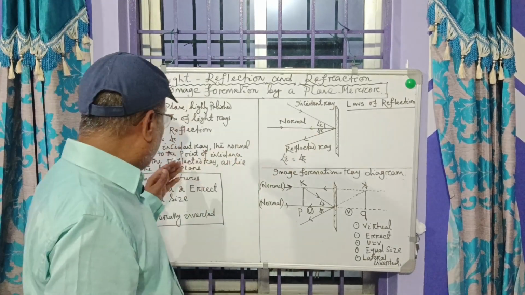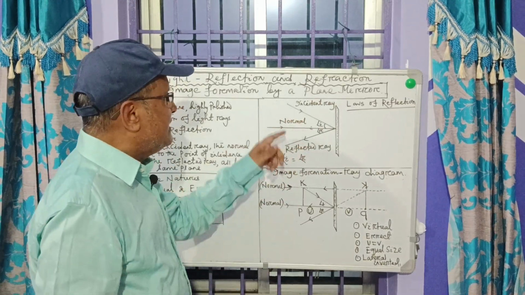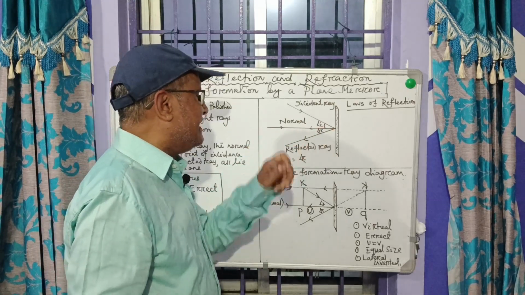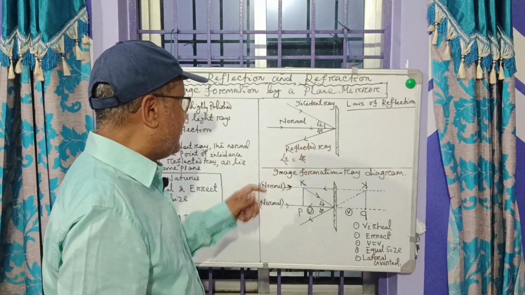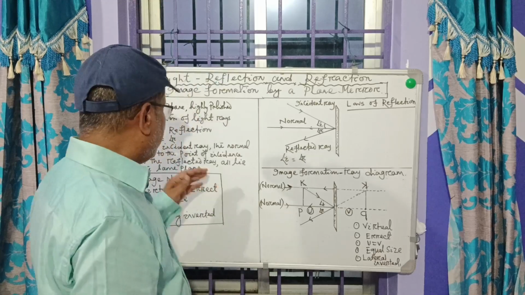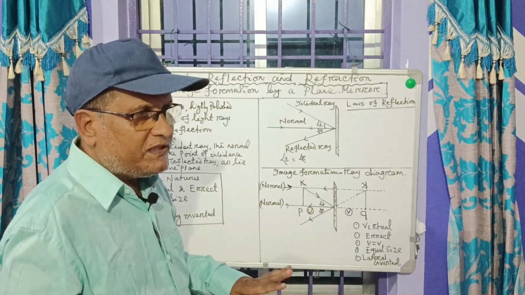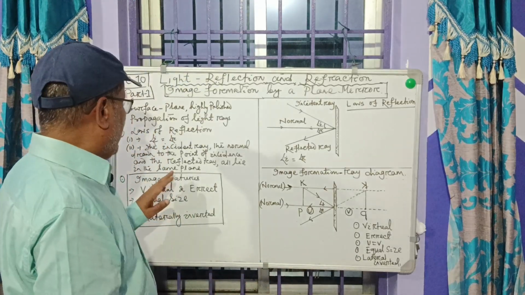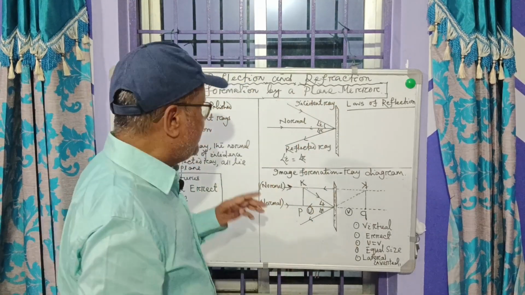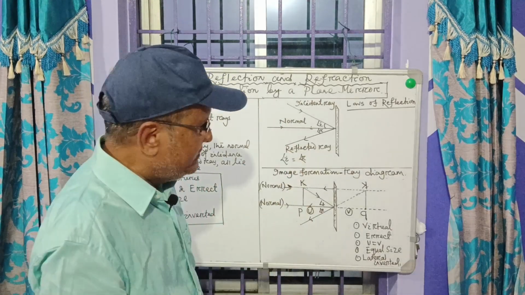Now look here, the second law. What do we observe here? The incident ray, the normal drawn to the point of incidence, and the reflected ray all lie in the same plane. This is the second law. So there are two important laws of reflection. Please note it and remember it. A plane mirror follows the laws of reflection that we have explained through a ray diagram.